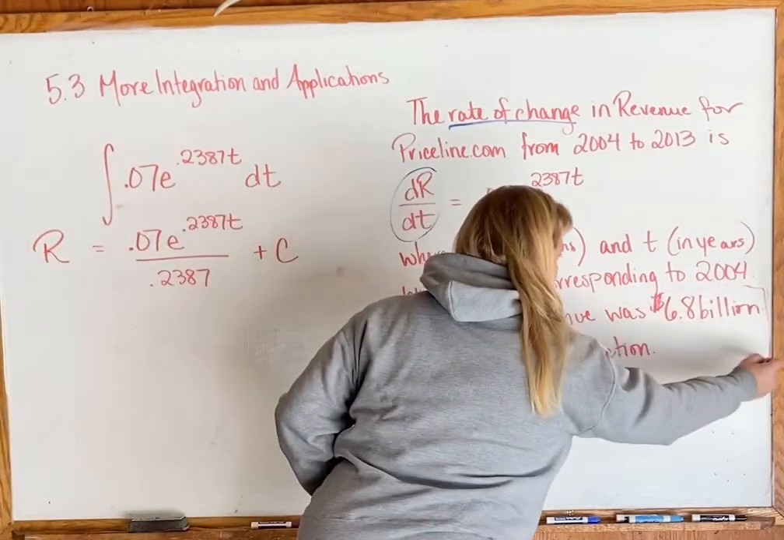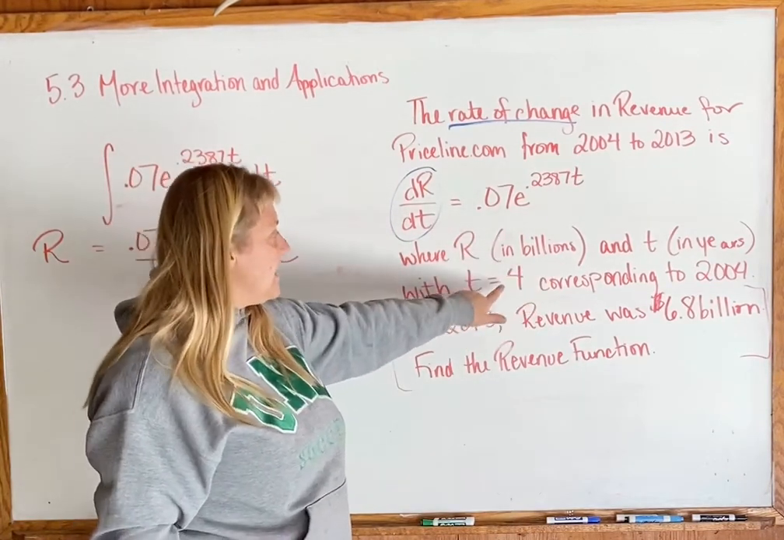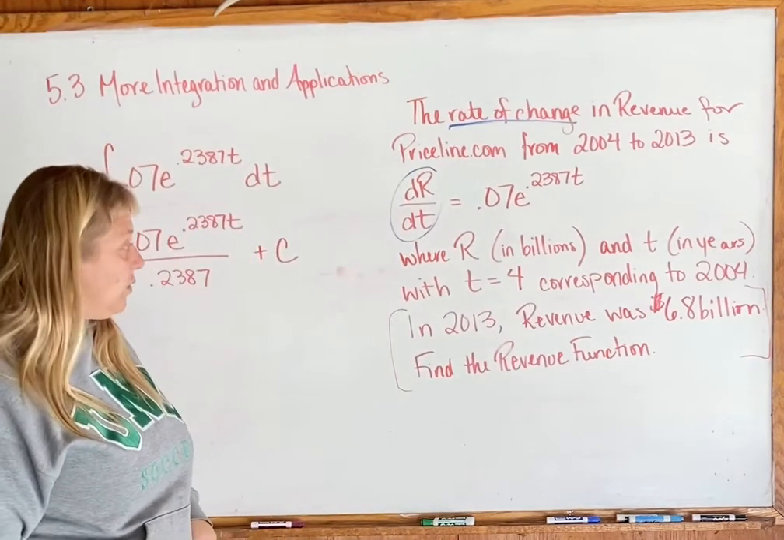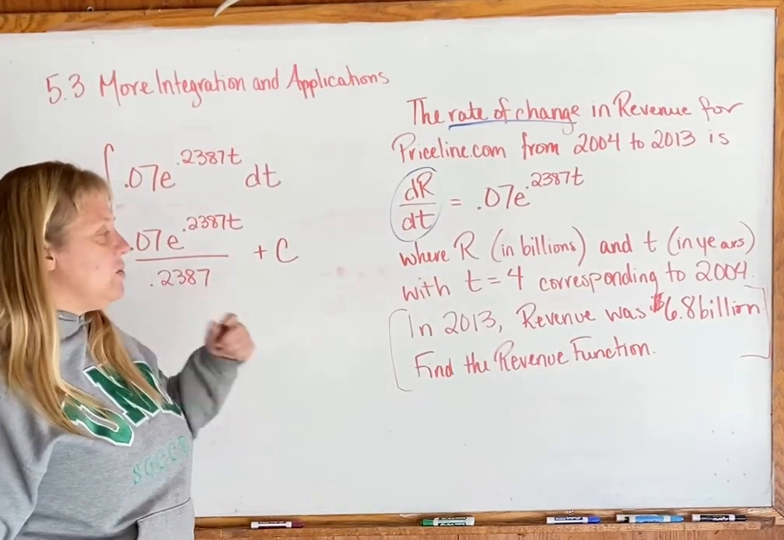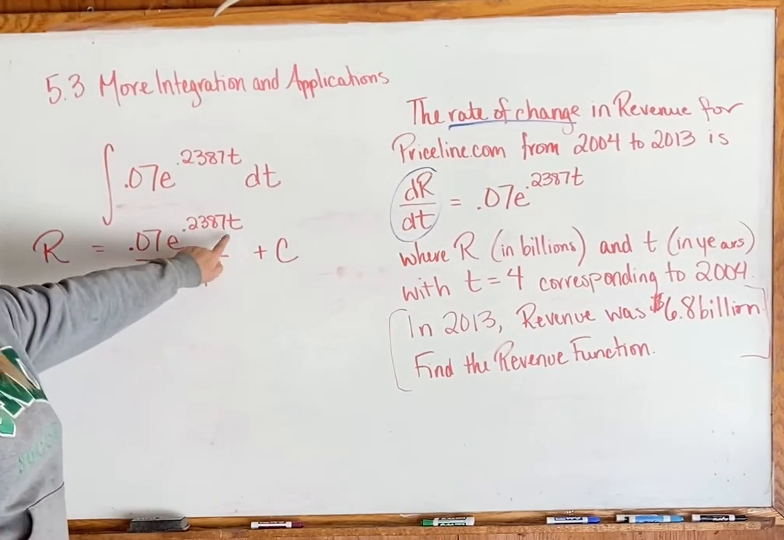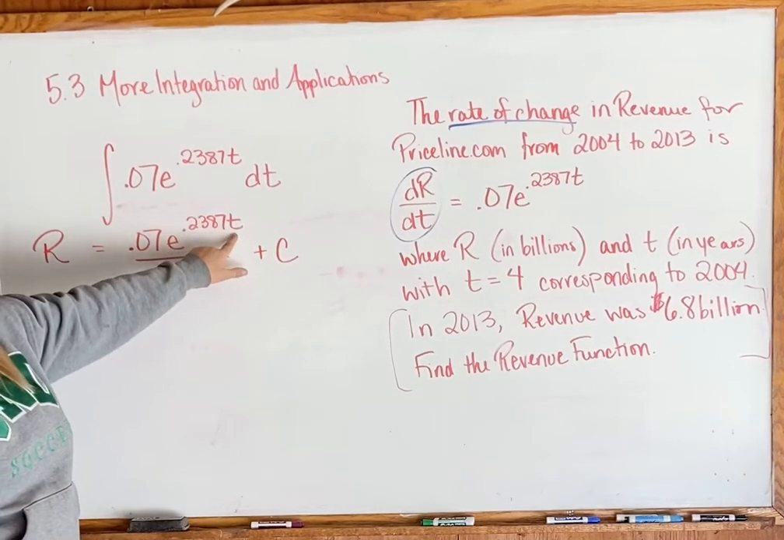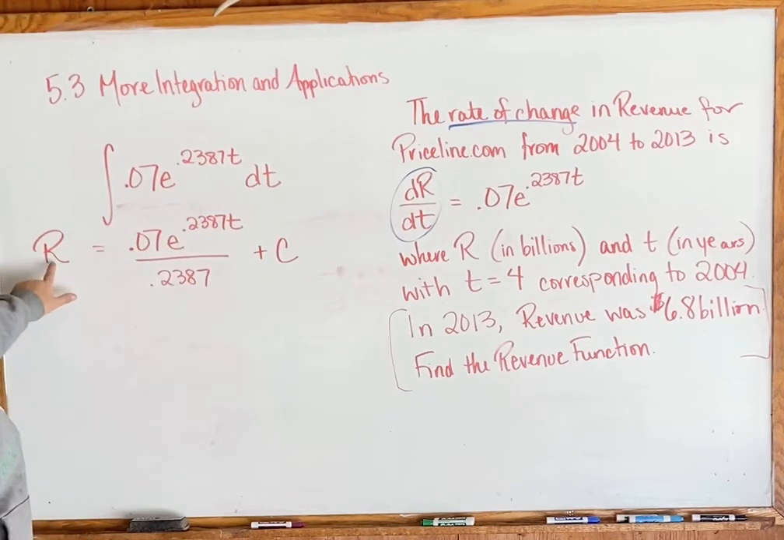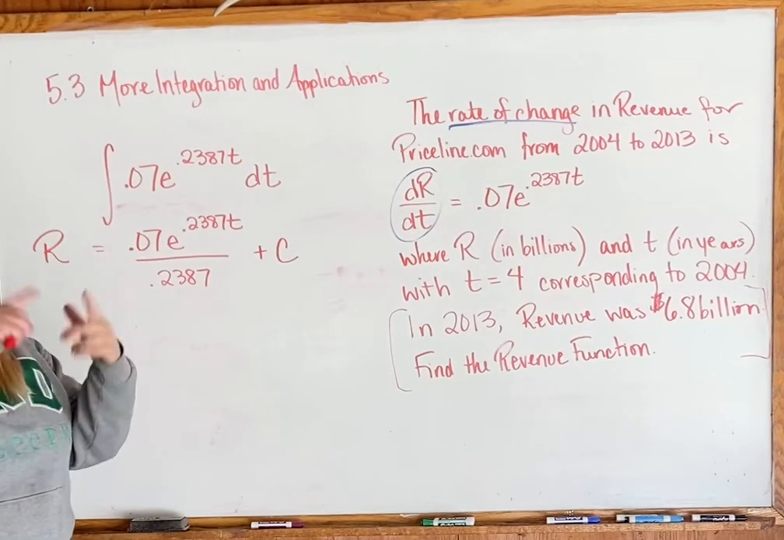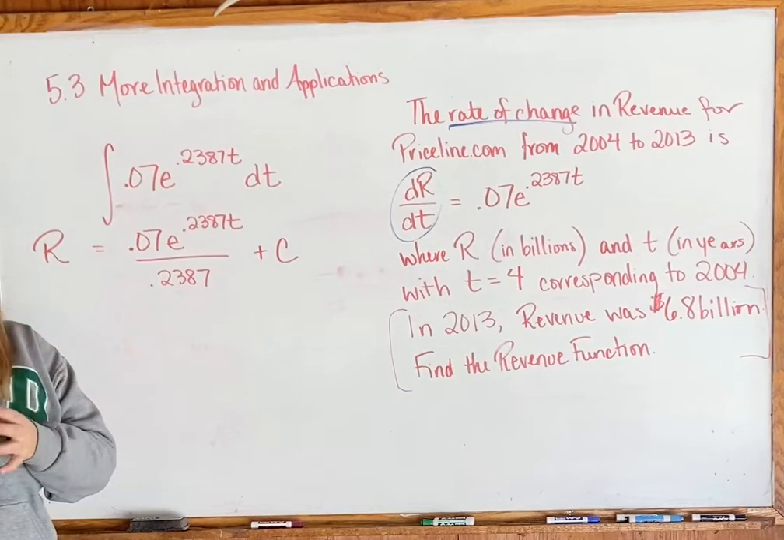So they told us a bunch of information. They told us that we were in billions of dollars, in years. They told us that t equals 4 equals 2004. But then they said this, the revenue was 6.8 billion in 2013. Now, what that means is if we plug in 13, not 2013, but 13 here, and a revenue of 6.8 here, we should be able to calculate this out and figure out what our c is. So we can come up with the actual revenue function.